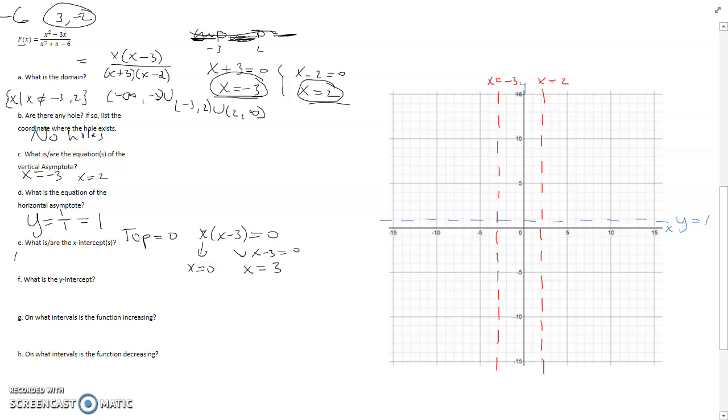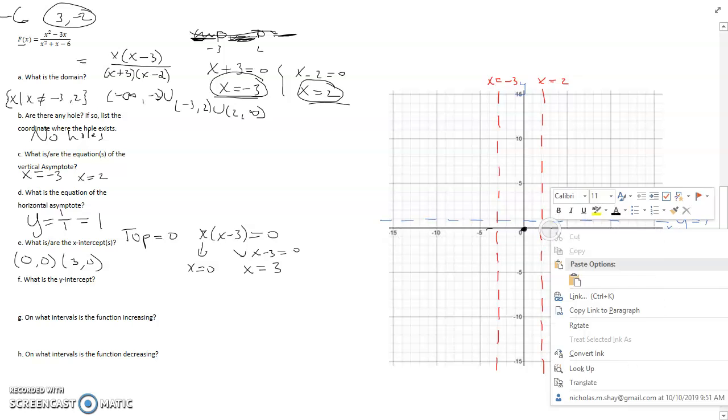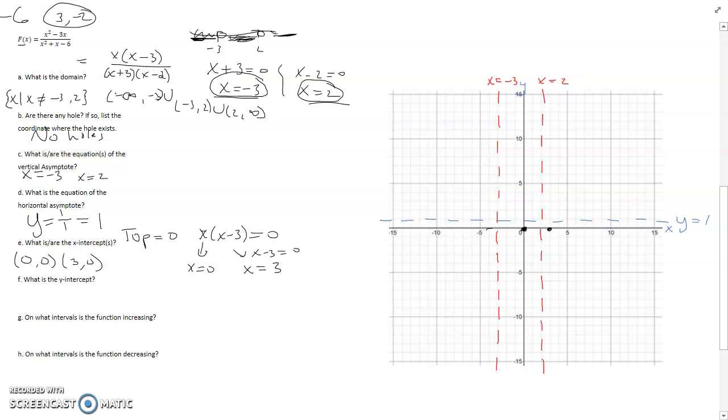So I know I have x-intercepts. Now I encourage you to write these out as coordinates so you don't get confused about what is a coordinate and what is a point. So we're going to put (0, 0). Sorry, my graph does not like when I draw points. So (0, 0), and (3, 0). All right, so those are going to be my points.